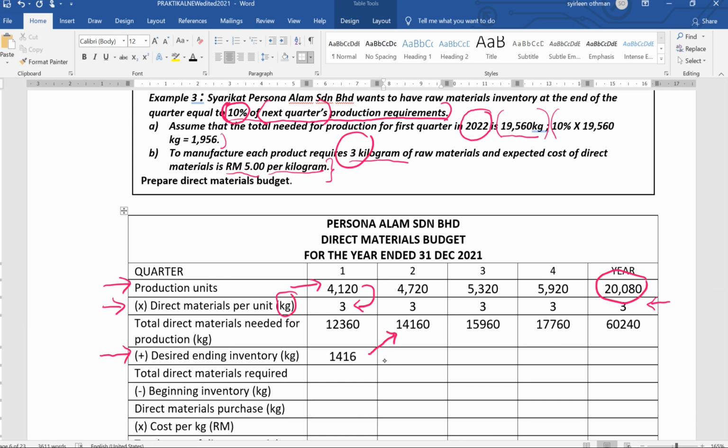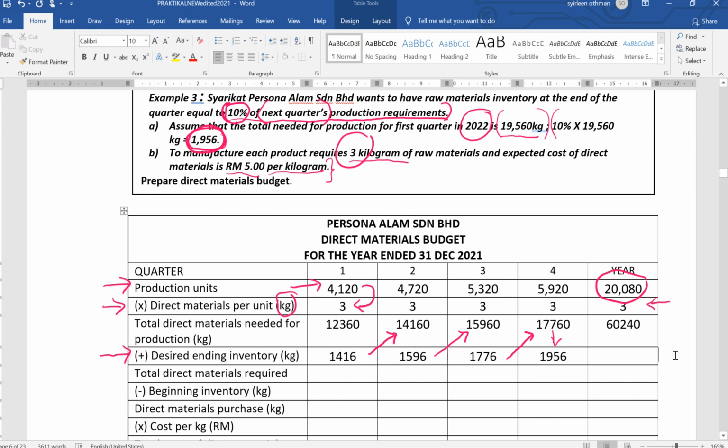We'll be doing the same thing. The ending inventory for the second quarter comes from the third quarter raw materials requirement, and the third quarter ending inventory requires 10% of the fourth quarter total direct materials requirement. But for quarter 4, the ending inventory, you don't need to calculate because it is already given in the question, which is 1956. So we just fill it up. This will be your ending inventory, taken from the ending inventory policy given in the question.